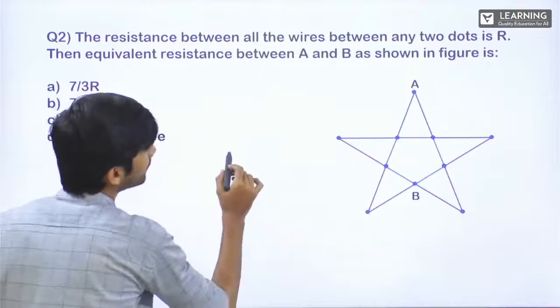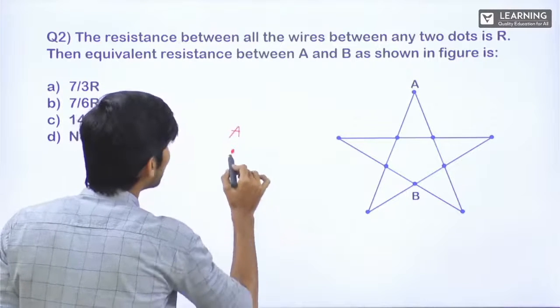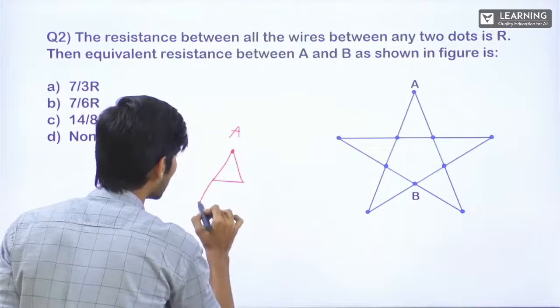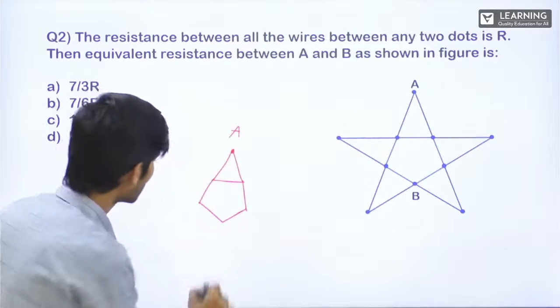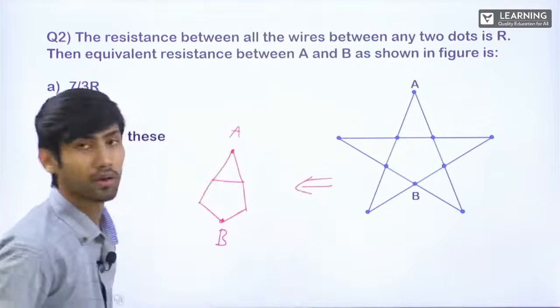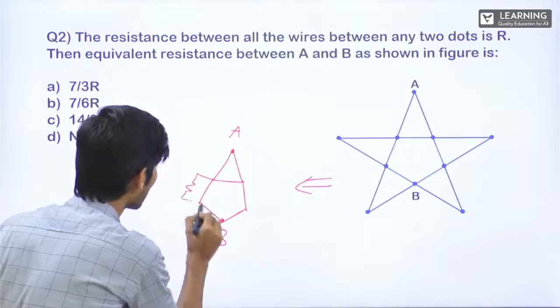Let me make an equivalent circuit now here. So this is A. This will be like this only. Inside it will be like this only. A pentagon kind of shape. This is point B. Right? This 2 if I solve, this will be 2R.